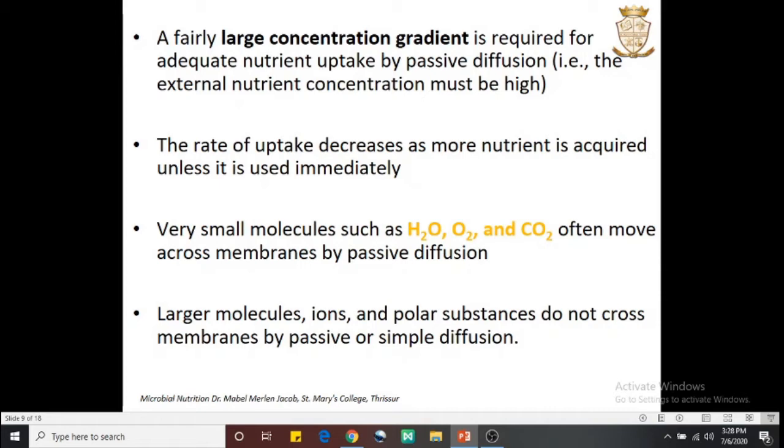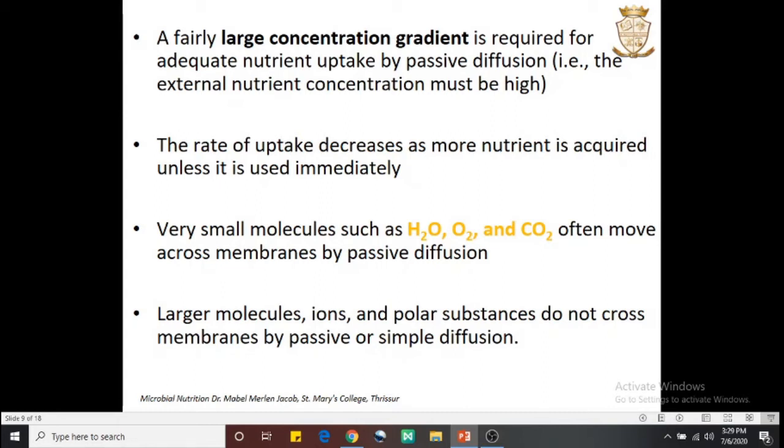Now, the rate of uptake decreases as more nutrient is acquired unless it is used immediately. As more and more nutrients are acquired, it reaches equilibrium inside the cell and outside the cell. So, if the nutrients are not removed or are not used immediately within the cell, the rate of further uptake may decrease. Very small molecules such as water, oxygen and carbon dioxide often move across membranes by passive diffusion.